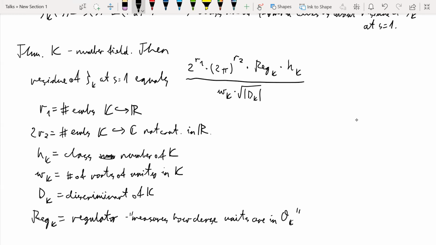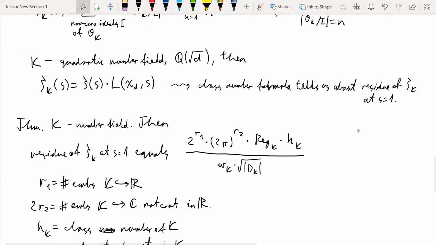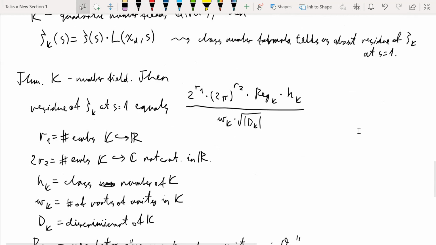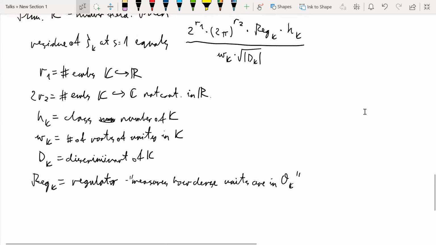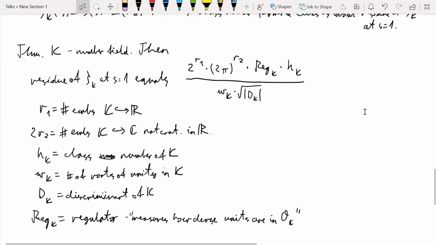Okay, so in general, all of those quantities are much easier to compute than the class number itself. There are some issues with the regulator, but they can often be dealt with much more easily. So those give us, in many cases, a way to express this class number in analytic terms using this residue of this Dedekind zeta function.